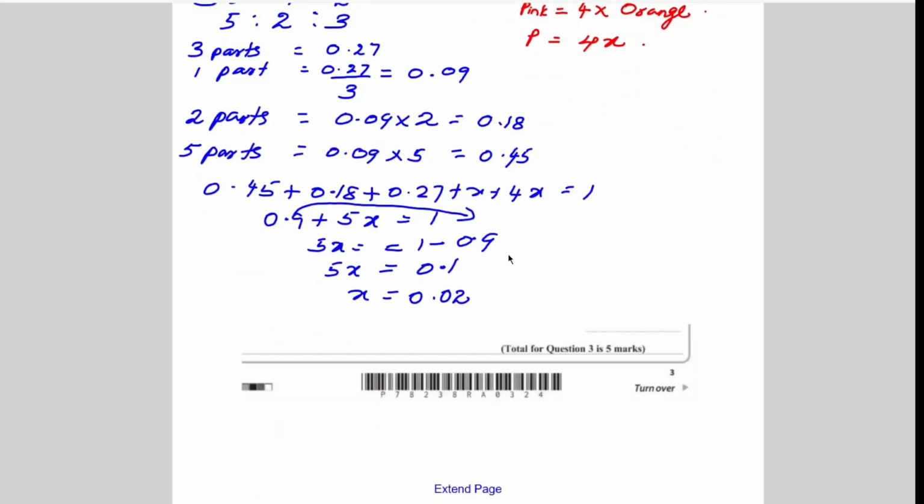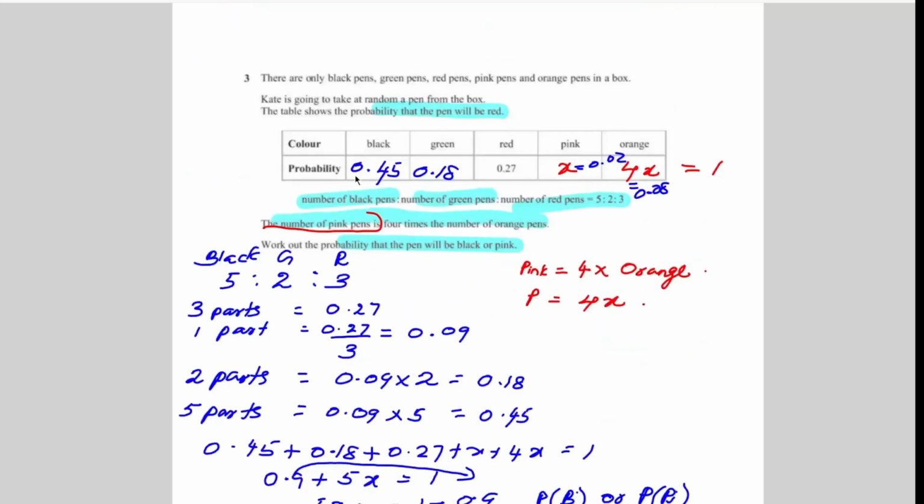So, black or pink probability. In probability, or means addition, and means multiplication, or means addition. Therefore, we need to add. So the probability of black means 0.45. Pink means 0.